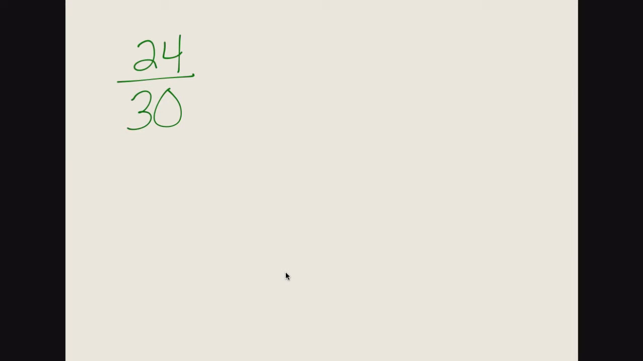Can I simplify 24 over 30? Oh, I can. They're both even values. Okay, let's divide top and bottom by 2. If I divide top and bottom by 2, what do I get? Yes, Savannah. 12 over 15. Okay, that's great. That's what we call an equivalent ratio.